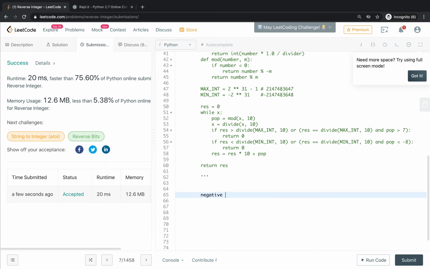So this is kind of an example of maybe a less correct solution. It still would work in the interpreter, but it may be less correct. So okay, we don't want to deal with negative numbers. We're just going to make our negative numbers positive by using absolute value. We'll just check if it's negative, and then while x, pop equals x mod 10, x divided by equal 10, res equals res times 10 plus pop.